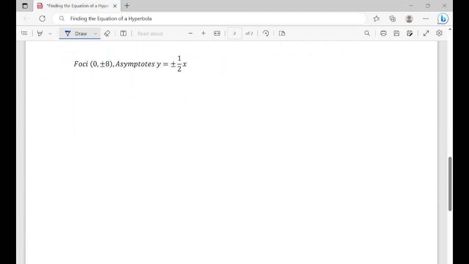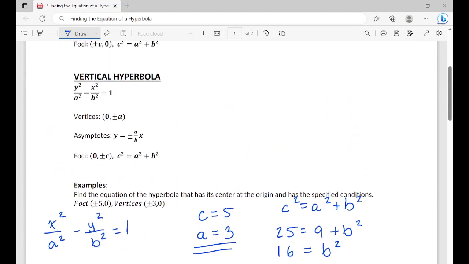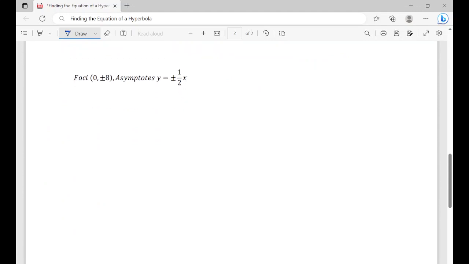Next, I'm given foci of 0, ±8 with asymptotes at y equals ±(1/2)x. So this time, my y value has numbers instead of my x, which means I'm going to be using the vertical hyperbola equation to be able to find all the information I need. So, general form is going to be y squared over a squared minus x squared over b squared equals 1.